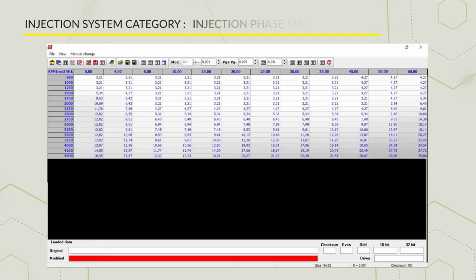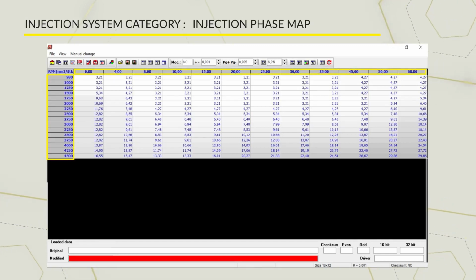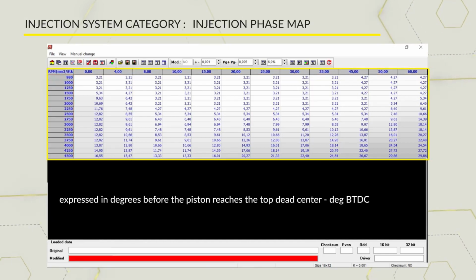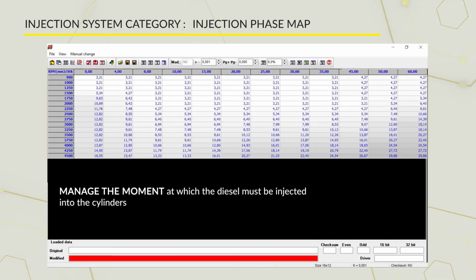Well, once we have verified that the injection time is calibrated to inject all the fuel required, we need to change the injection phase. Let's take a look at the map in detail. The map is a function of the engine revolutions and the cubic millimeters of fuel injected per engine cycle. The values in the map are expressed in degrees before the piston reaches the top dead center. This serves to manage the moment at which the diesel must be injected into the cylinders.